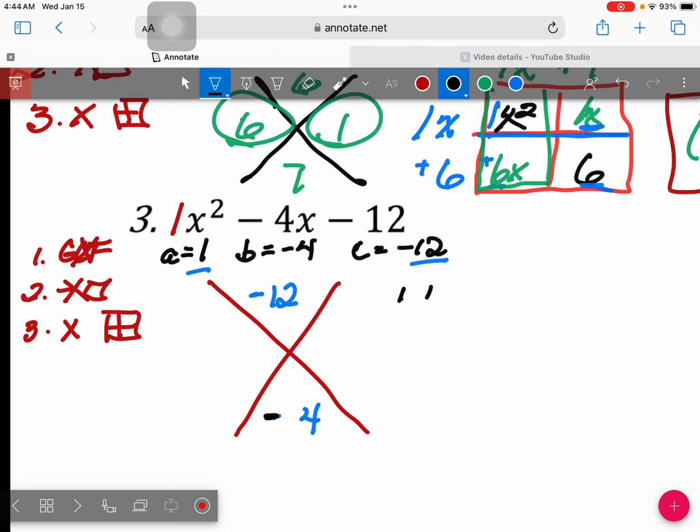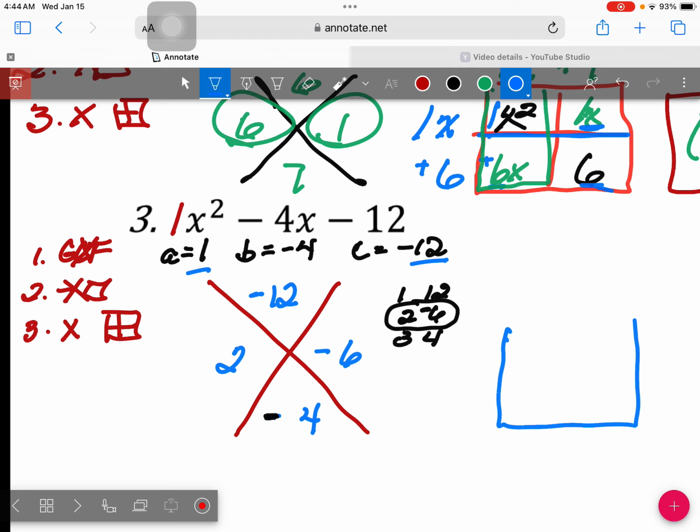So I've got 1 and 12, 2 and 6, 3 and 4. So I'm looking at 2 and 6. The larger digit is negative. So that means this is going to be a +2 and a -6. And so we go to the box.